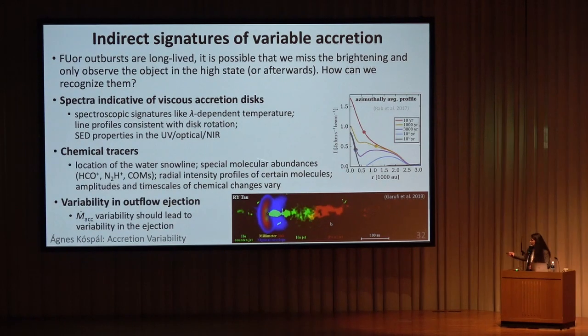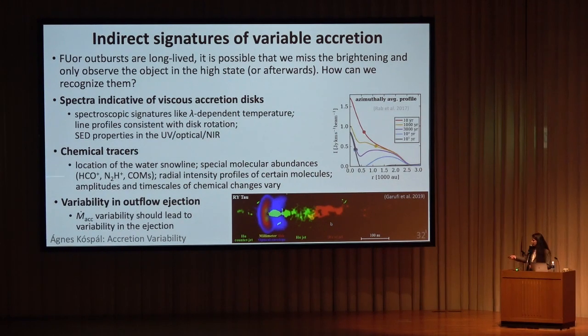You can also look at the spatial distribution of certain molecules, and they may show special features that you can recognize as signatures of accretion outbursts. But you have to keep in mind that amplitudes and timescales of chemical changes vary from molecule to molecule. Some are more useful, some are less useful to trace these effects.